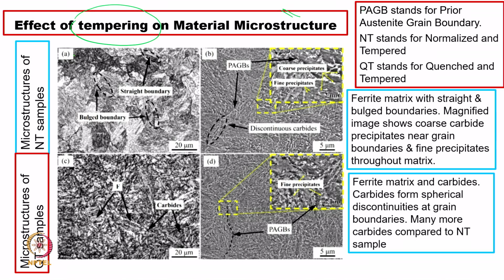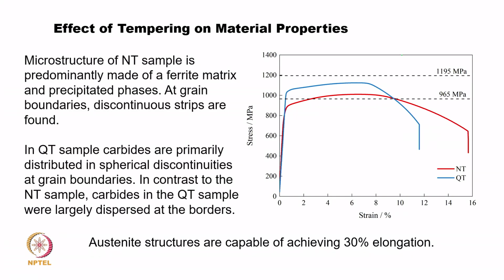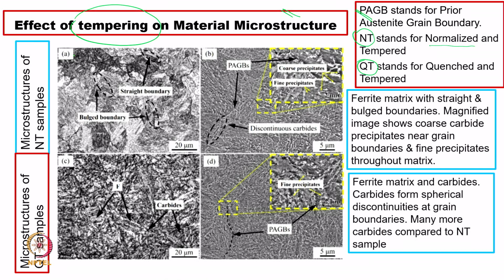Now, we have already described PAGB in the prior slide, that was the prior austenite grain boundary. However, two new terms are coming, NT and QT. NT is normalized and tempered, and QT stands for quenched and tempered. So, NT and QT will be utilized in this graph, and in this graph micrographs A and B are related to the NT, and C and D are related to the QT.